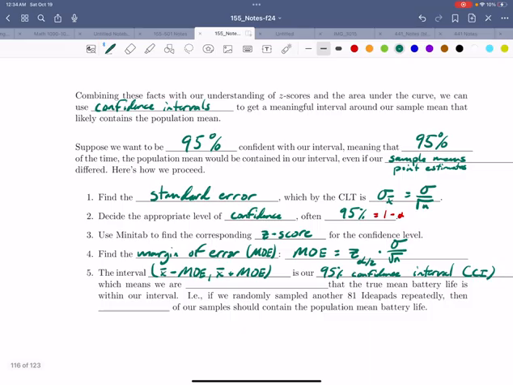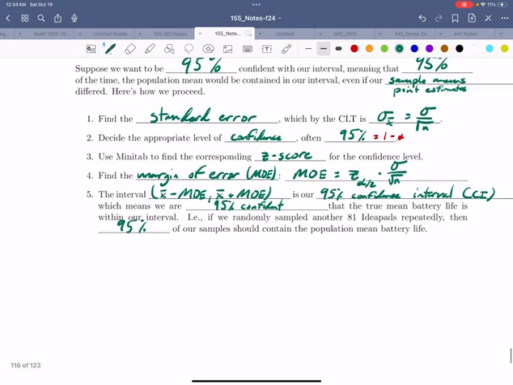Which means we are, and this is precise language that you should use if we ever ask you a question like this: we are 95% confident that the true mean is within the interval. In other words, if we sampled another 81 IdeaPads repeatedly, then 95% of our samples should contain the population mean battery life, which we just call mu, right?